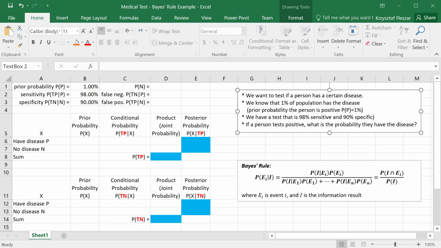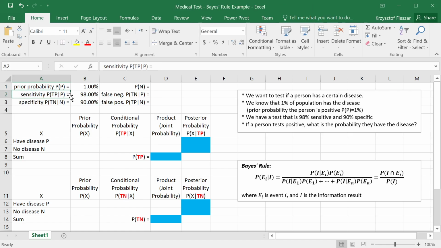And this is necessary, otherwise we cannot apply the Bayes theorem. So we have to have some kind of best estimate for the prior probability. And we also have a test that is 98% sensitive and 90% specific. So what that means is actually shown here. 98% sensitivity means that for people who are positive, who have the disease, 98% of them test positive with the test that we're using.